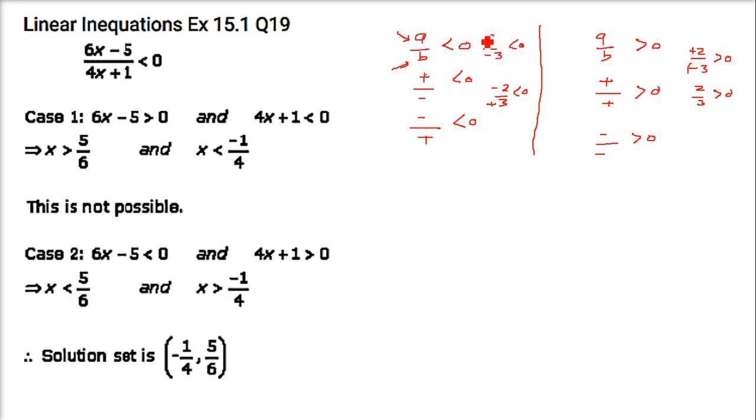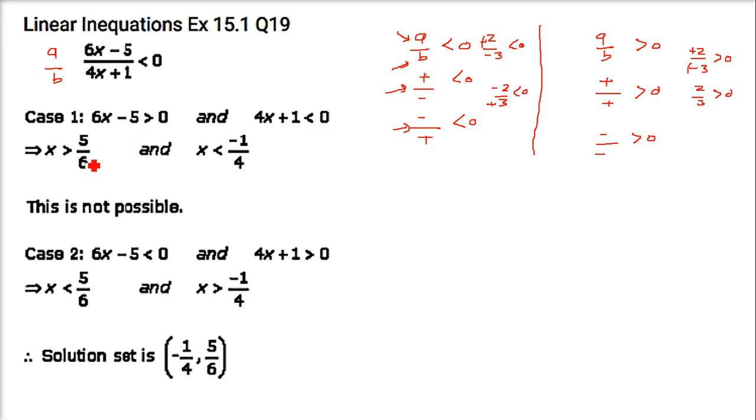So we have to take this scenario. When (6x minus 5) by (4x plus 1) is less than 0, assume the numerator to be a and the denominator to be b. So either a is greater than 0 and b is less than 0, that is this case, or a is less than 0 and b is greater than 0, that is this case. We have already done how to do the left side, right side transformation part, so I'll skip it and directly tell you what is going to happen.